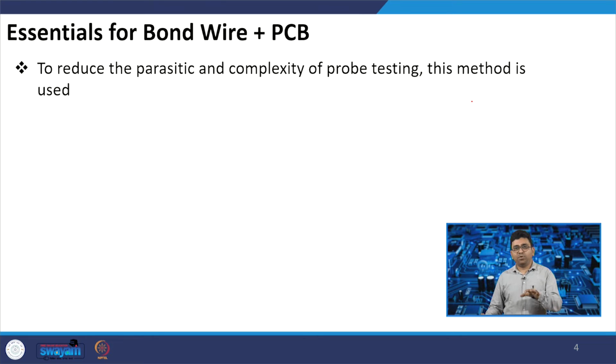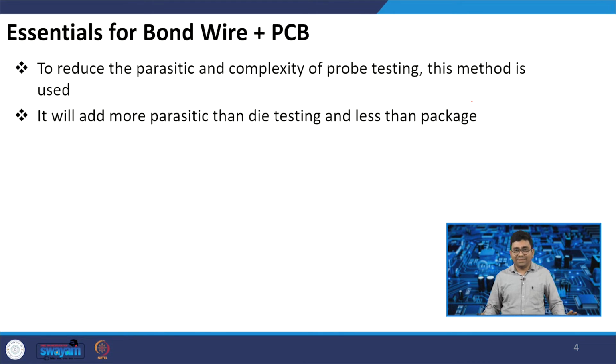However, if you want to reduce the parasitics, because bond wire will add parasitics, and if we do not want to go for the complexity of probe testing, we can go for a hybrid method. It is bond wire plus PCB. It will add more parasitics than die testing, but less than a package, because the package bond wire length is higher compared to this, and in this you can control the bond wire length as well, or you can also use the bond wire inductance as an inductor in your circuit. So, you should do the prior calculation of what the bond wire inductance is and how you will incorporate it in your circuit, and the model of the bond wire should be kept in the simulation while you are doing the simulation.